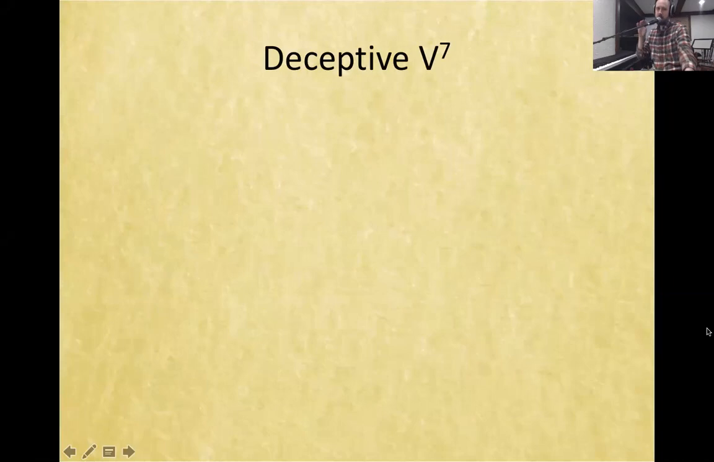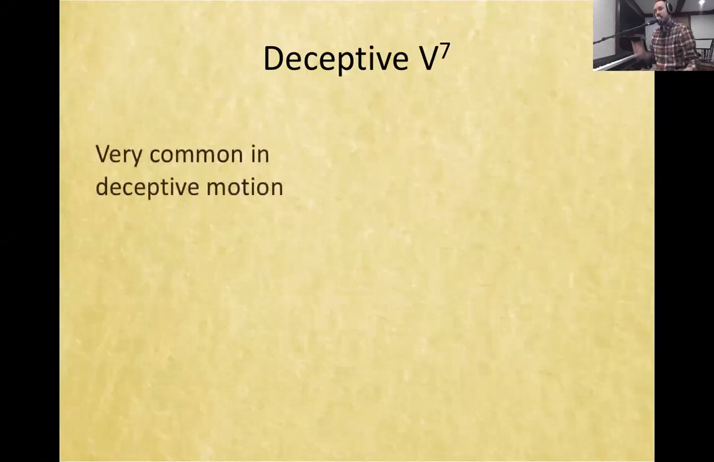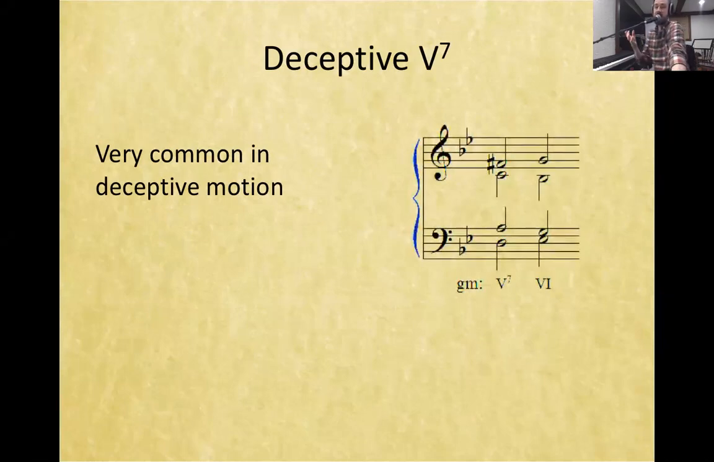So let's talk first about what happens in deceptive motion that involves the 5/7 chord. Just like with all other possible progression scenarios where we could use a 5 chord, it's also extremely common to use a 5/7 chord because, again, it deepens the motion. It doesn't change the motion. It doesn't adjust the progression, the function in any way. Instead, it deepens what we're hearing. So this is going to be very much the case with deceptive motion.